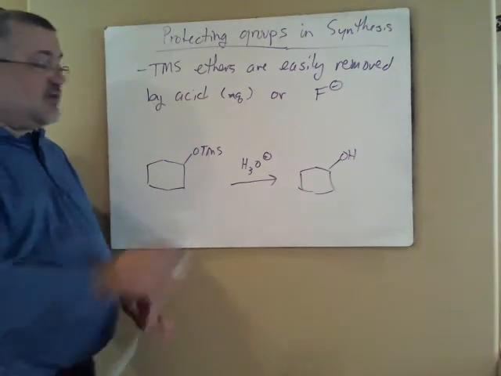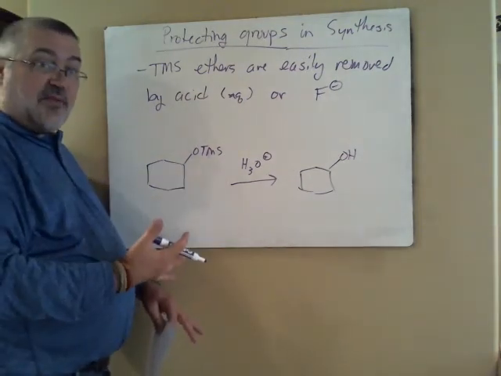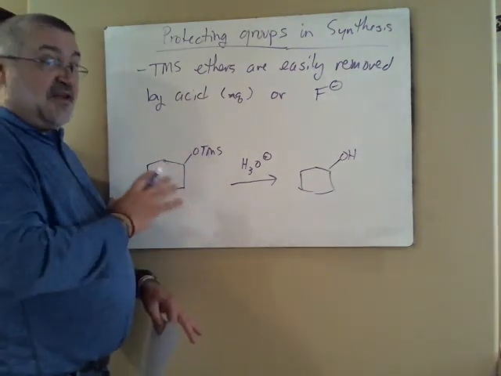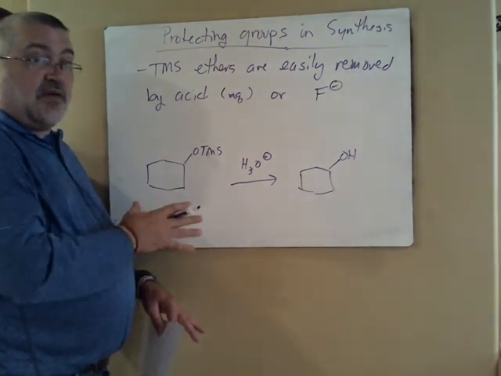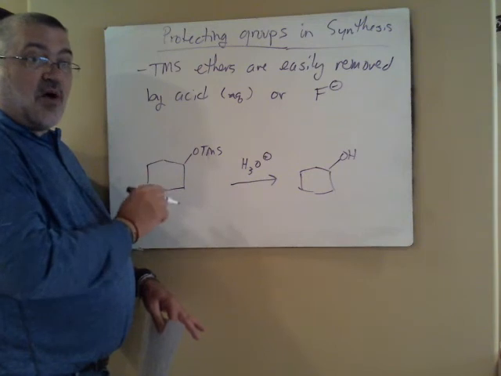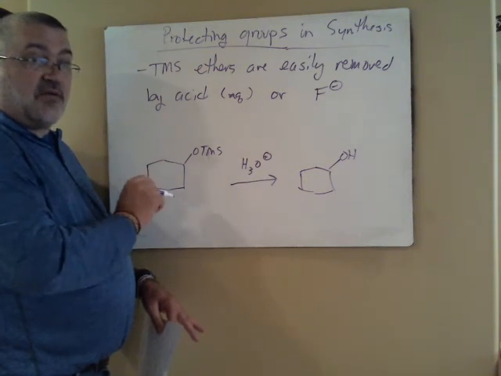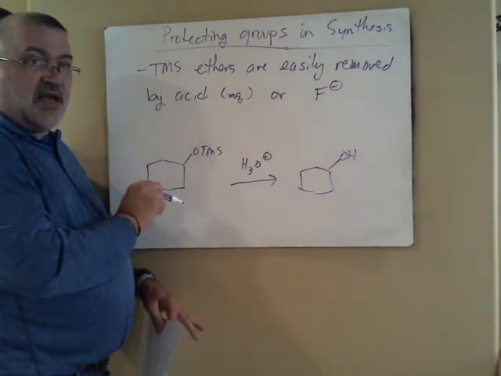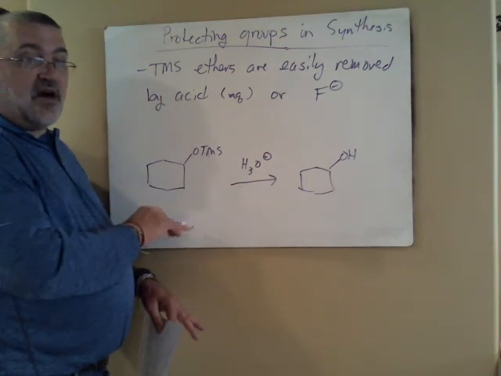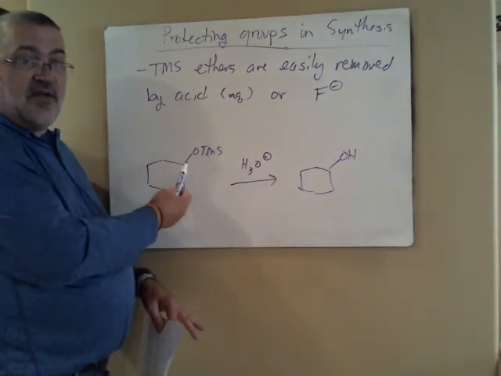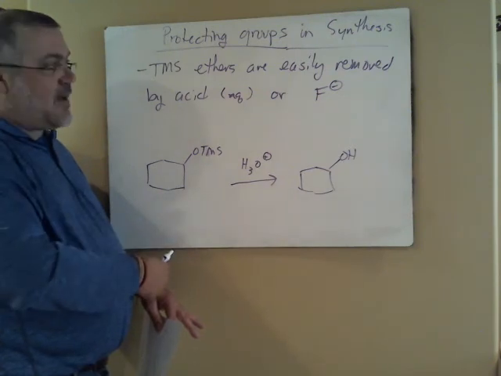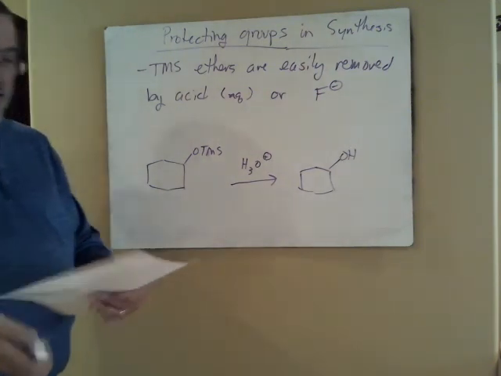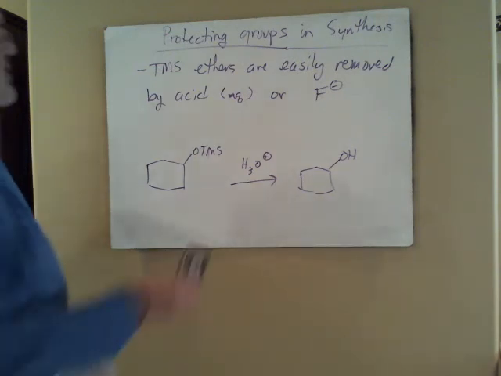So what that means is easily removed with acid, but that also means that it is not inert to acid. So it's not a good protecting group if you're going to be using something acidic. And that's why when we produce it with TMS chloride, we have to use pyridine to remove the HCl. Otherwise, the TMS ether will just come right back off as the HCl is formed. Okay? All right, so let's work through an example so you can kind of see.